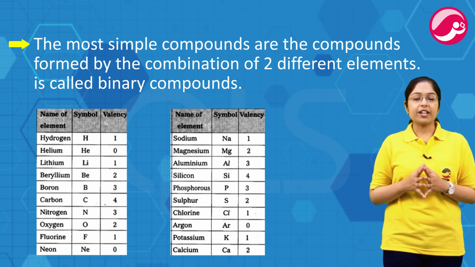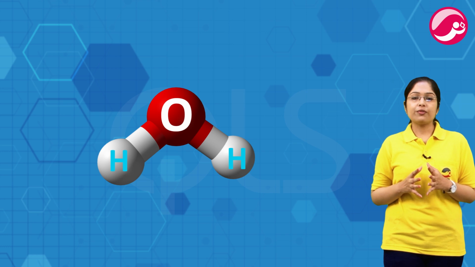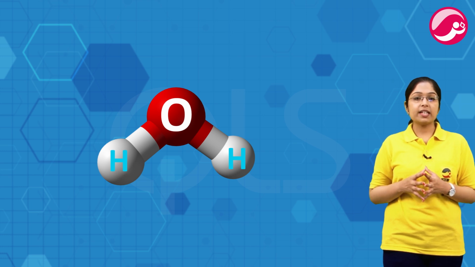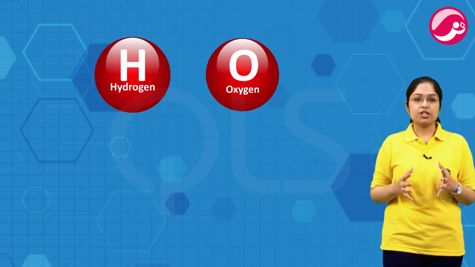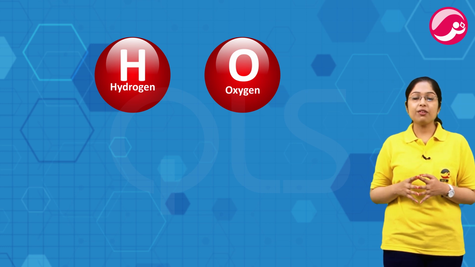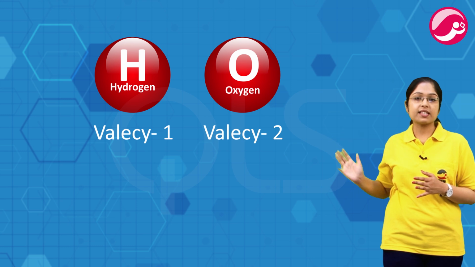Now let's start writing formulas. सबसे पहले हम water का formula लिखते हैं. For this, we will write the symbols of the constituent elements of water. Water बनता है hydrogen and oxygen से. Below the symbol of each element, we will write their respective valencies. हम उनके नीचे उनके valencies लिखेंगे.